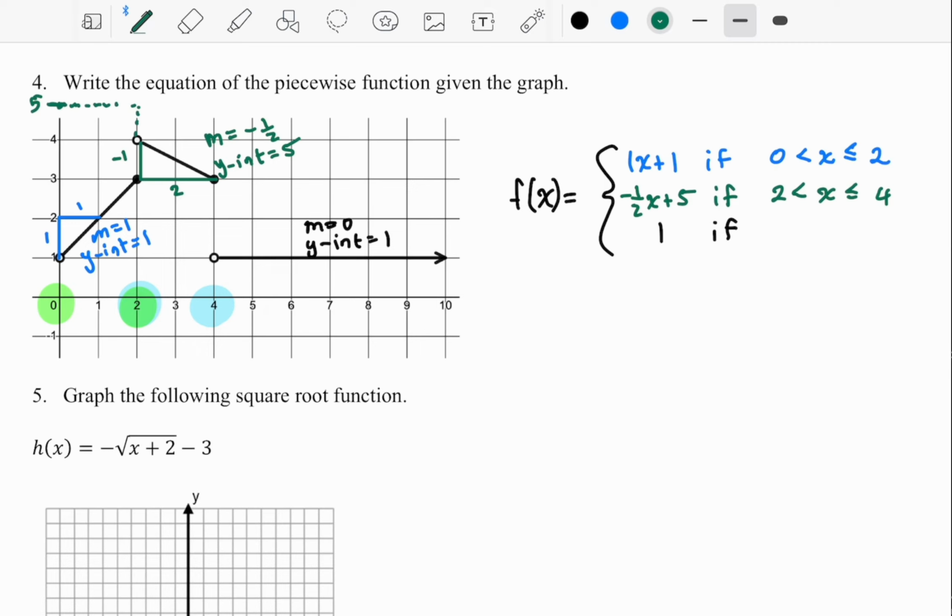Then the last one starts off at 4 and goes on forever. So it's starting here, and it's going to infinity. So if it could stop at infinity, if infinity was a place that you could get to, then we would say between 4 and infinity. Instead, well, we just say that x is greater than 4.